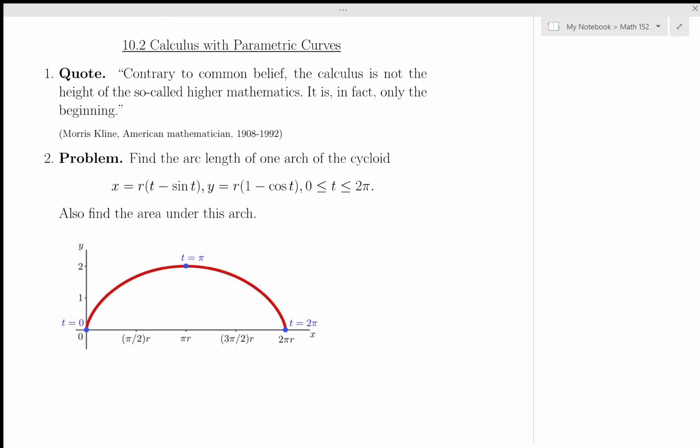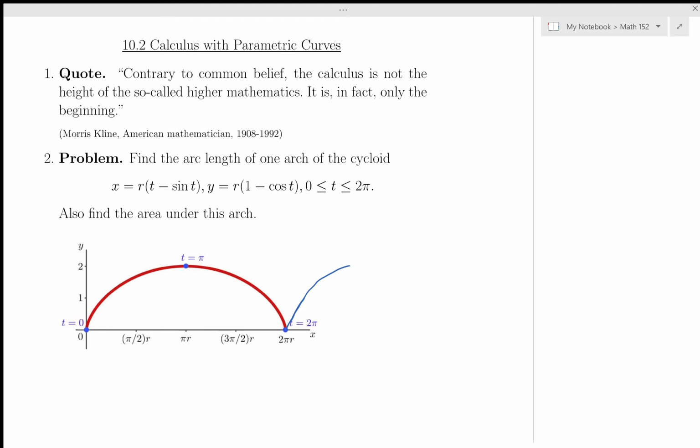Okay, so this is section 10.2. We're going to try to find the arc length of the cycloid, and we're also going to try to find the area under the cycloid. You can picture how a cycloid is made by imagining a piece of bubble gum stuck on a bike wheel. Then you imagine pedaling the bike and watching the path that the piece of bubble gum traces out. You get this shape called the cycloid. It's sometimes used in bridge arches as well.